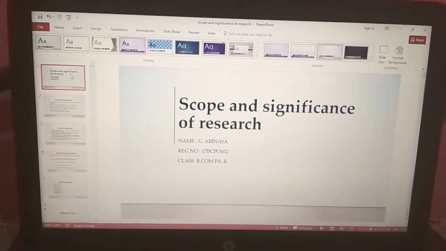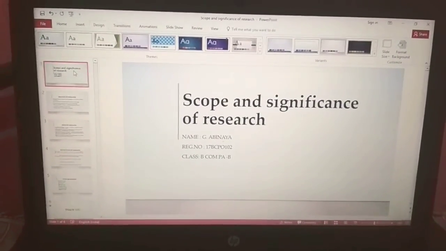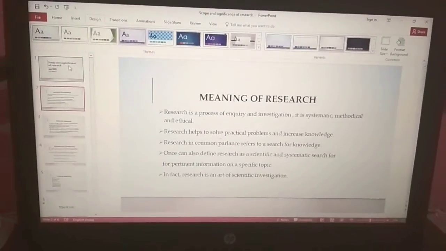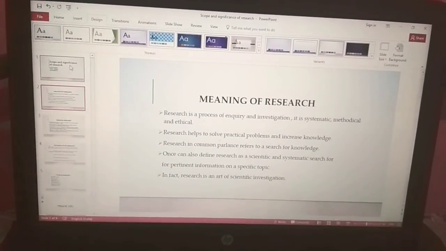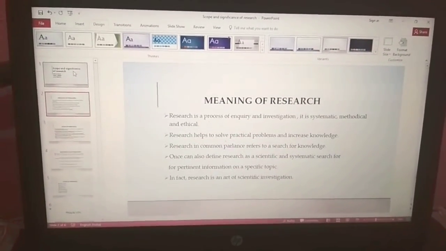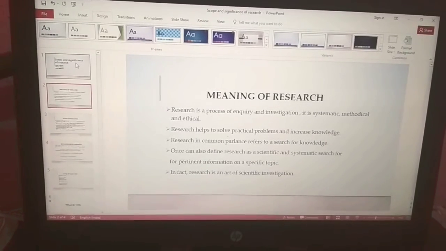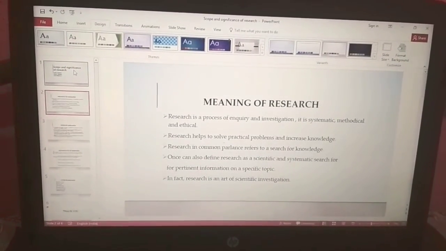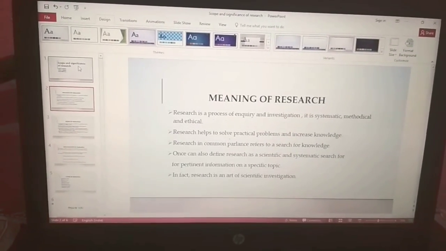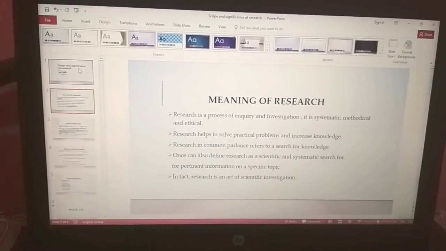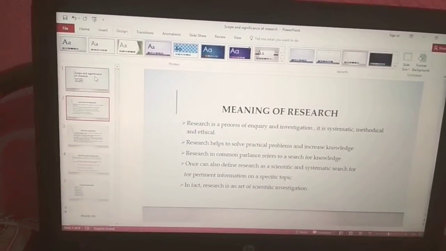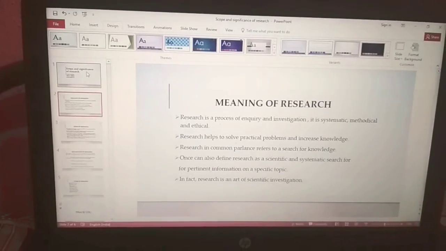Here I am going to speak about the scope and significance of research. Before going into the topic, we have to know what is meant by research. Research, in simple words, is a process of inquiry and investigation. It is systematic, methodical, and ethical. Research plays a big role in three fields called systematic, methodical, and ethical.